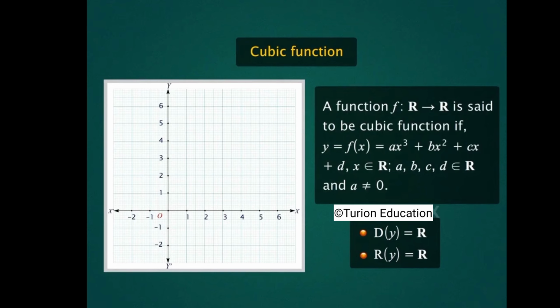The graph of the cubic function also behaves differently as the value of a changes, as the value of b changes, as the value of c changes, and as the value of d changes.